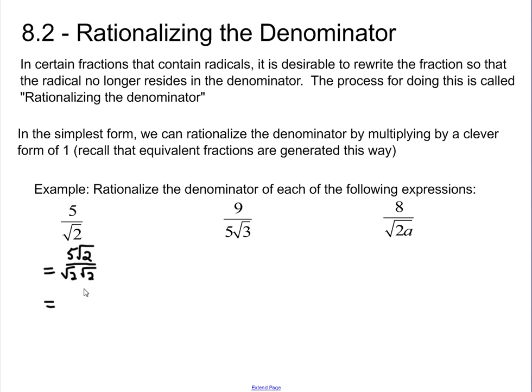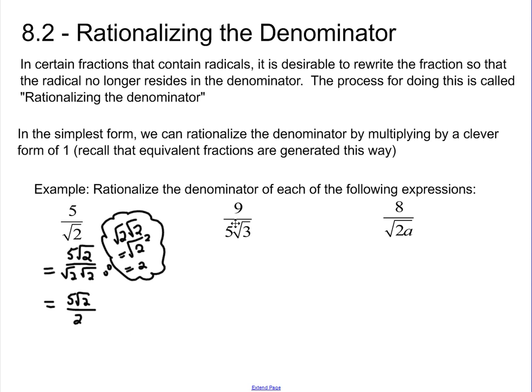We know that the square root of 2 times the square root of 2 is equivalent to saying square root of 2 quantity squared. And since squares undo radicals, we eliminate the radical in the denominator. So we're left with the expression 5 times the square root of 2 over 2.